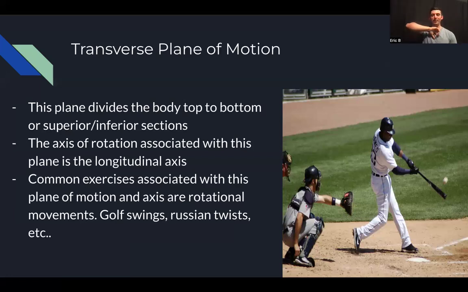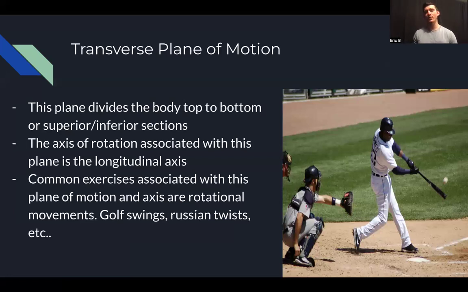The magnetic field wrapping around almost resembles the axis of rotation, basically. So think about it like we're doing golf swings, Russian twists, hitting a baseball, right? So movements like that, where we're incorporating a lot of rotation out of the upper or lower body, are the movements associated with the transverse plane of motion.